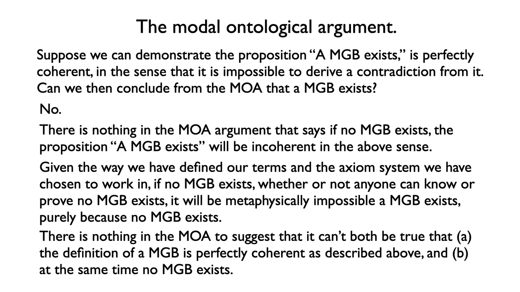There is nothing in the modal ontological argument to suggest that it can't both be true that A, the definition of a maximally great being is perfectly coherent as described above, and B, at the same time, no maximally great being exists, and so it's metaphysically impossible a maximally great being exists. There's no logical contradiction, given the definitions and the axiom system S5 of the argument, between A and B. And so, even if we were able to establish the definition of a maximally great being as perfectly coherent as described above, it would not follow from that alone that a maximally great being exists.